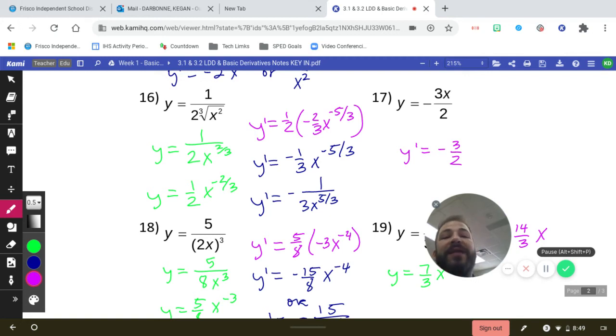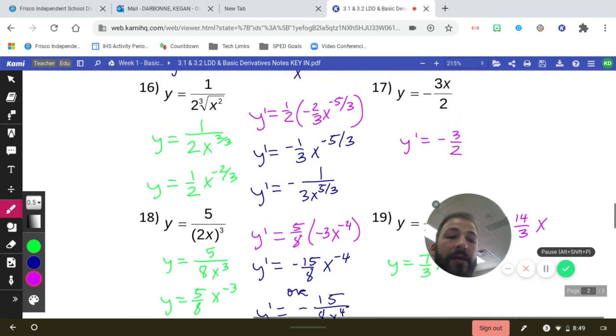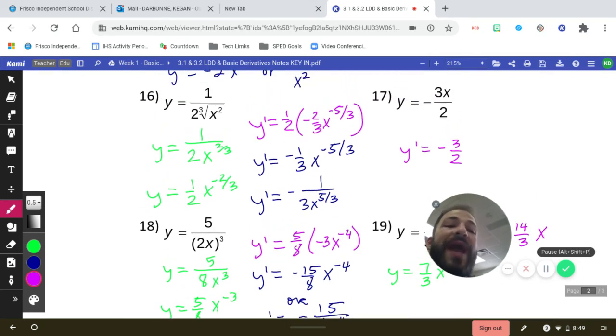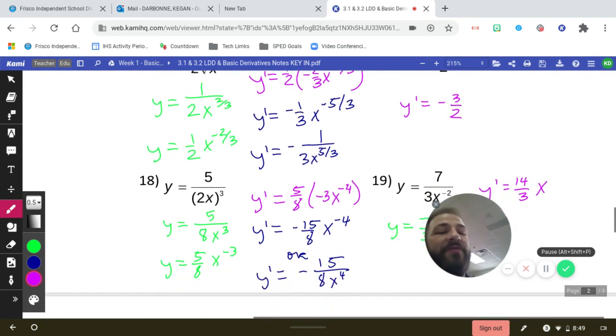Negative 2/3 minus 1 is negative 5/3. So I can leave it like this, or I can simplify it into negative 1/3 x to the negative 5/3, or simplify it further into negative 1 over 3x to the 5/3. Either is fine. Okay. On 17, we have negative 3x over 2, which is just the same as negative 3/2 x. So negative 3/2 stays the same. X goes from being x to 1. So we are left with just negative 3/2.